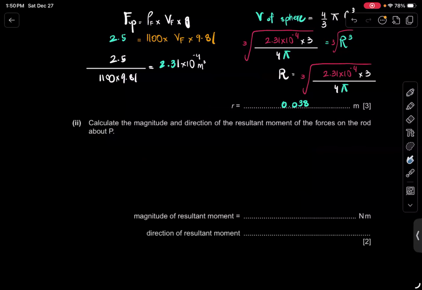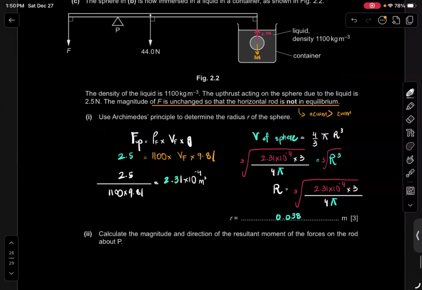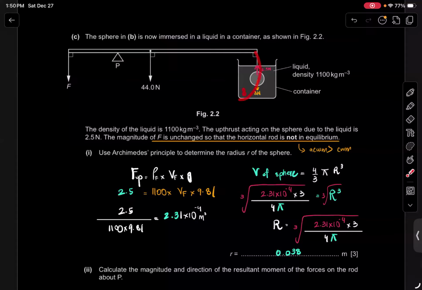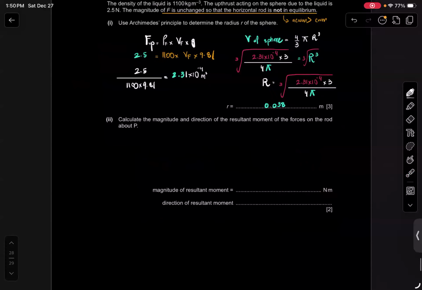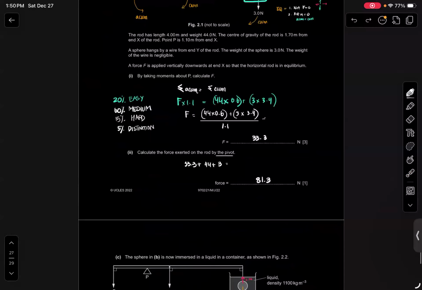Now calculate the magnitude and direction of the resultant moment of the forces on the rod about P. Basically now the clockwise moment is not equal to the anti-clockwise moment, which means one of the moments is higher than the other. It's very likely that anti-clockwise is higher, because you've cushioned the effect of the weight of the sphere. So it's probably that the clockwise moments are not enough to keep it balanced. They're asking you what the resultant moment is and in which direction. I'm going to leave this question to you. I will wait for you to solve it.